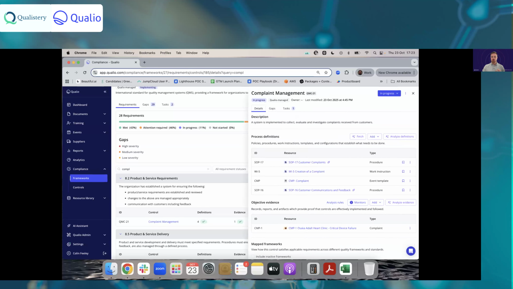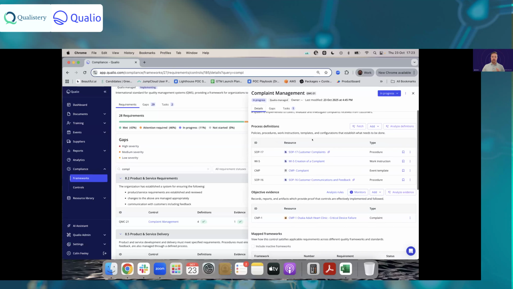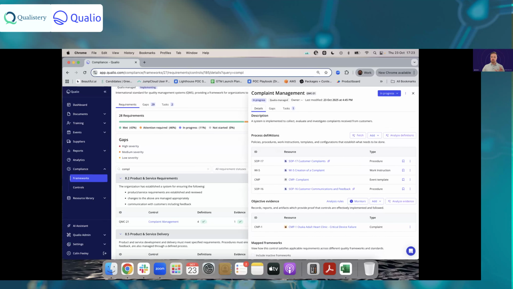And what is a control? A control is a space where we can collate information. And in this case, this control has two different areas, the process definitions. These are the policies, procedures, and work instructions pertaining to complaint management. And we can also collate our objective evidence here. These are the outputs of that process, in this case, complaints.